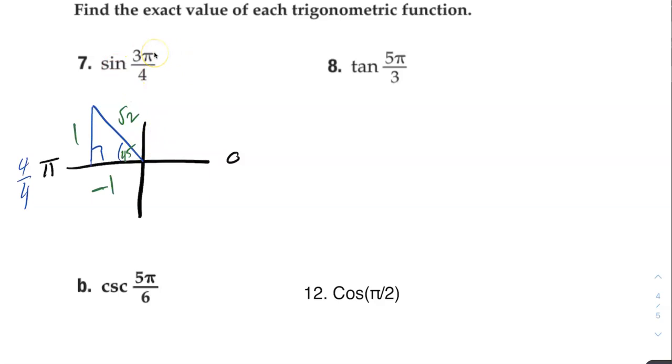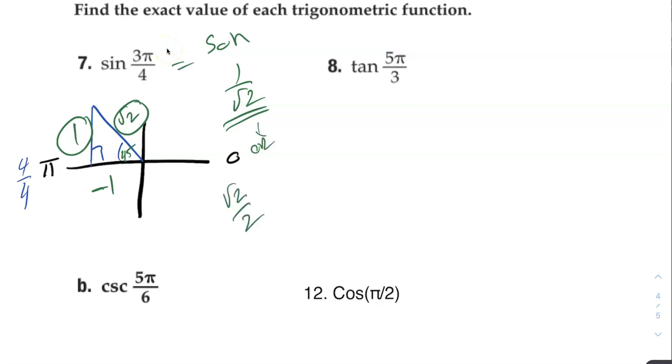I want sine again, so we're going to do SOHCAHTOA. So opposite over hypotenuse. 1 over rad 2. If you want, you can rationalize it and you get rad 2 over 2. Which is also very common to use.